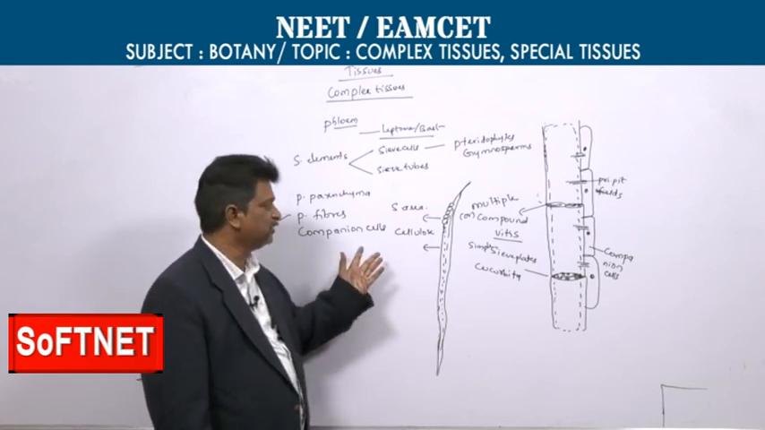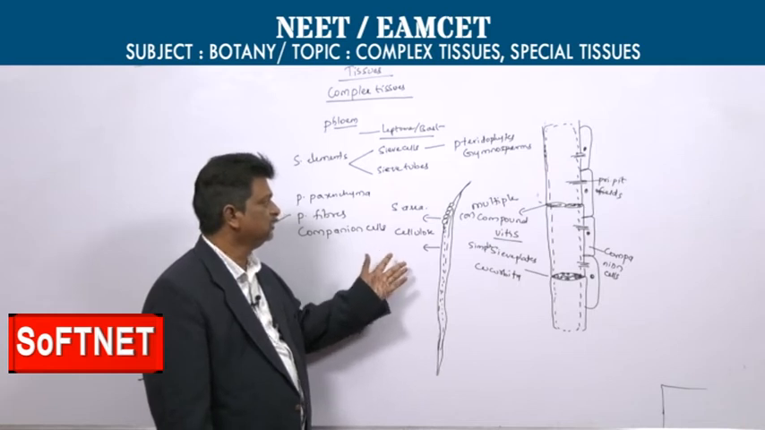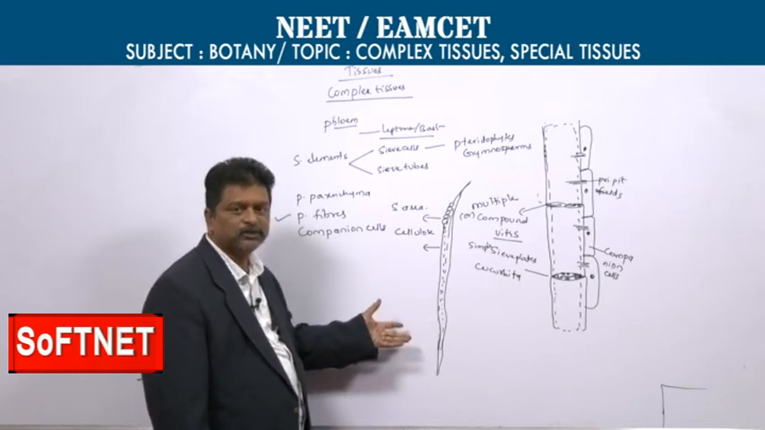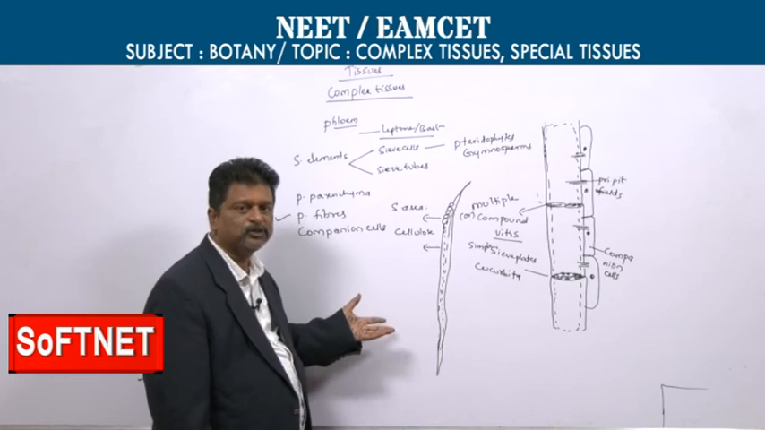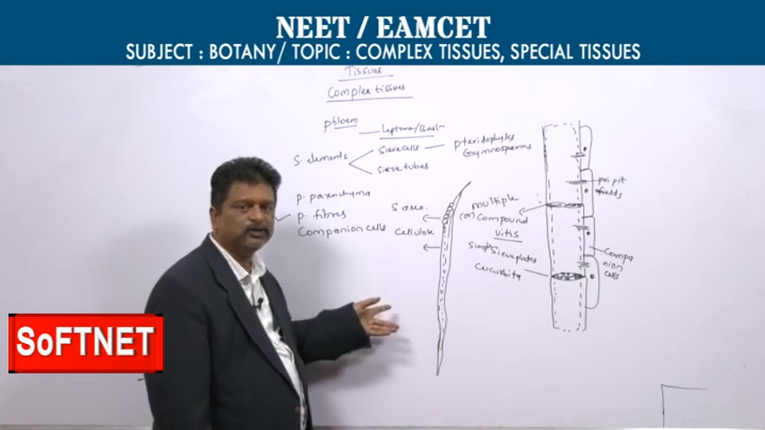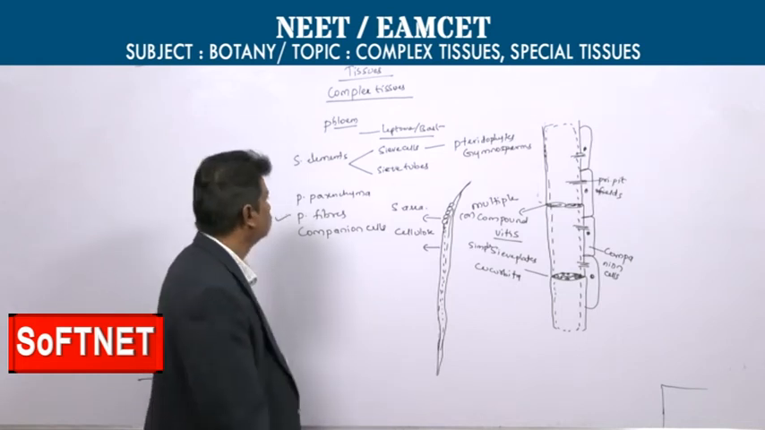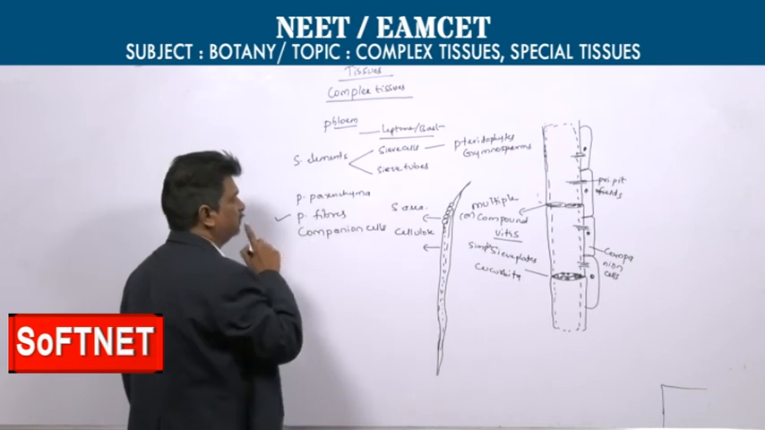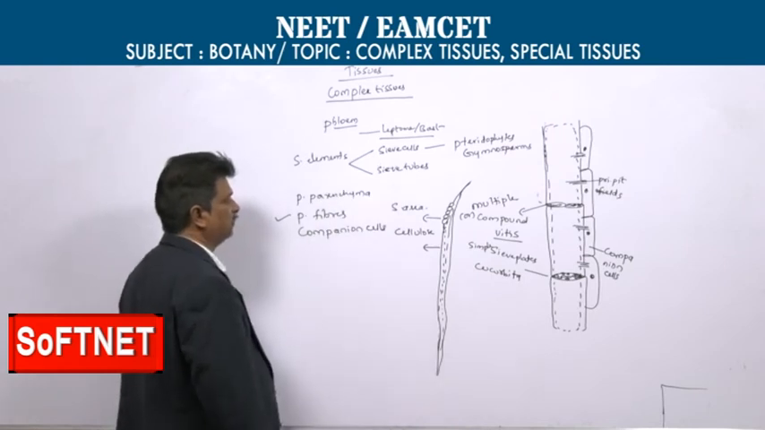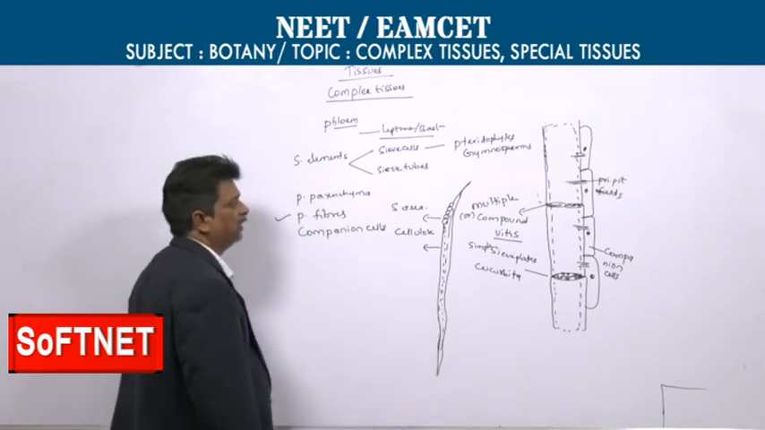In pteridophytes and gymnosperms, sieve cells are present, particularly in gymnosperms. Along with the sieve cell, the albuminous cell is present in gymnosperms. These are sieve cells and sieve tubes. The next one, Phloem Parenchyma.